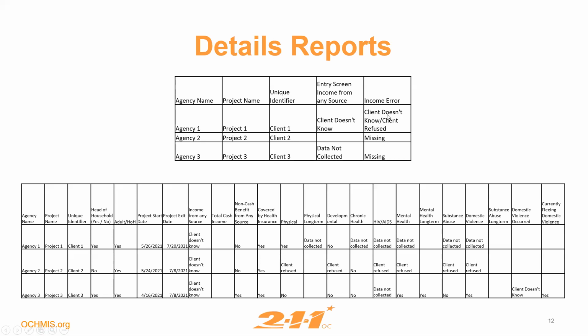And it could tell you, for example, here, the income from any source data, which is also on this longer spreadsheet, but whether or not it's an error. So this one's an error because it says client doesn't know. This one is an error because it says data not collected. And if it wasn't an error, it would be blank or say valid or something. So you could just filter on this column to see those that you need to fix.